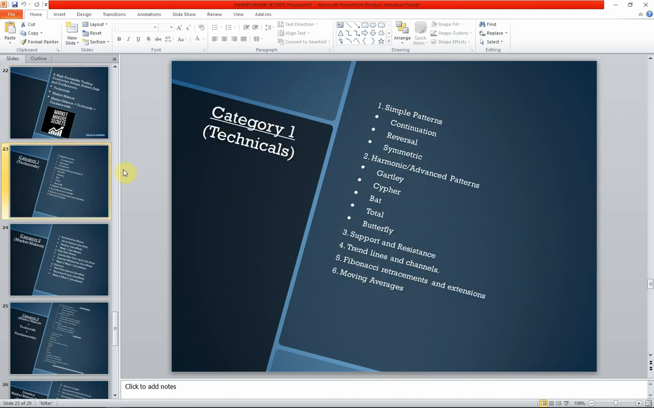So this is how it starts. Basically, before you can start trading any technicals, you have to make sure that you have a minimum of three confluences. For me personally, I wouldn't trade a harmonic pattern or an advanced pattern just because there's a Hartley, Cypher, Bat, or Butterfly. It needs to have some other things like support and resistance, or trend lines or trend channels, Fibonacci retracements and extensions, moving averages, or a simple pattern.